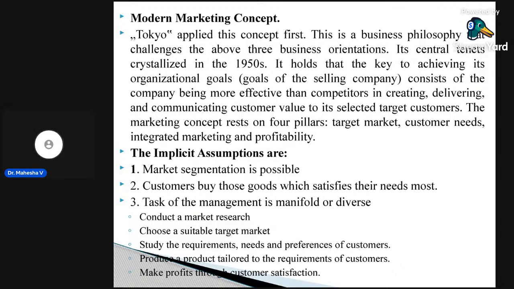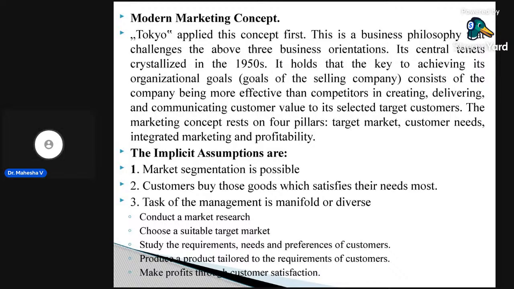Customers buy those goods which satisfy their needs most. This is quite obvious. All of us know that whatever goods are available in the market, if they help us get satisfaction from those products, we will definitely go and buy them. This is a common tendency of every human being. The product which gives the most satisfaction, obviously we go and buy. That is a factor. That is a concept.